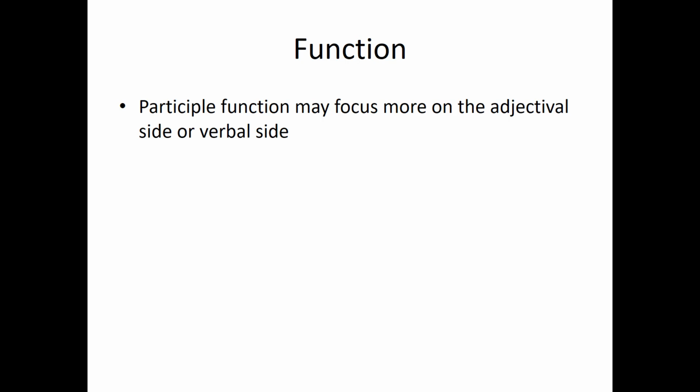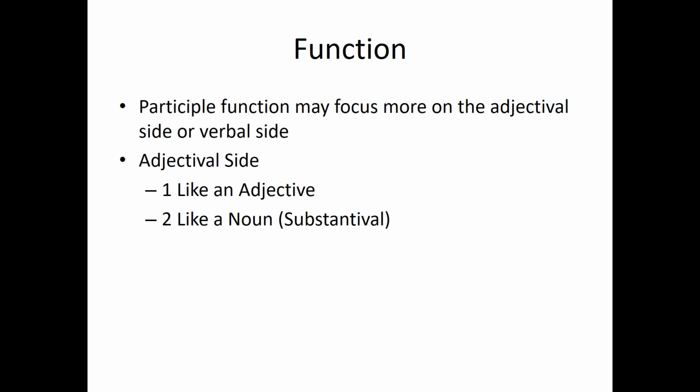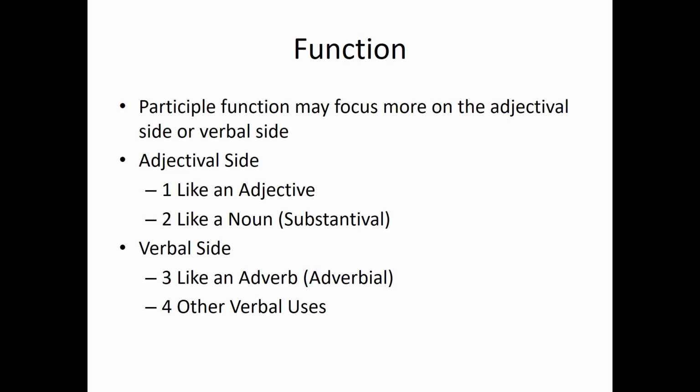We want to explore the way in which participles function today. Sometimes their functions will focus more on the adjectival side, and sometimes they'll focus more on the verbal side. Under the adjectival side, a participle can act like an adjective. It can also act like a noun. So both of these subcategories would be under the adjectival side of the participle. Under the verbal side, you could have a participle acting like an adverb, so it's adverbial. And then there are other verbal ideas that aren't purely adverbial, but they are verbal. So you'll see what we mean when we get there.